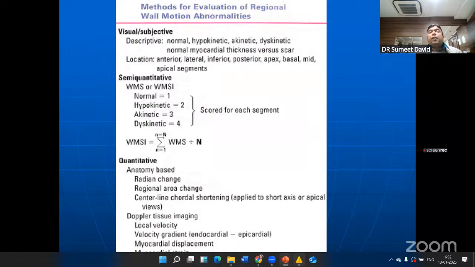This is how we diagnose the wall motion abnormalities in an echocardiography. So location can be anterior part of the myocardium wall, lateral part, inferior part, posterior, apex, basal, mid, apical. So another method is the WMSI method. Normal is grade 1, hypokinetic is grade 2, akinetic grade 3, dyskinetic is grade 4. Then after it's a scar or dead tissue, right?